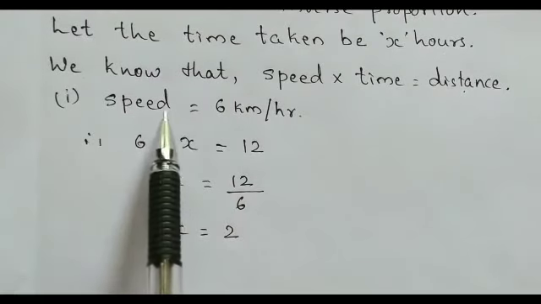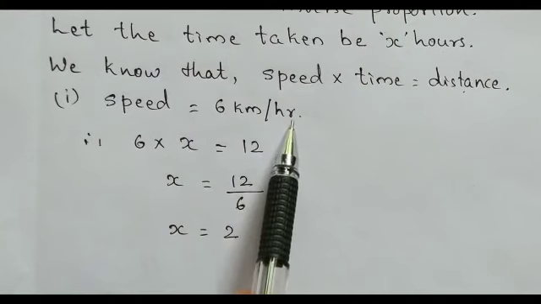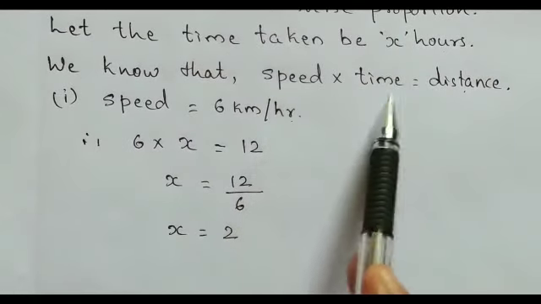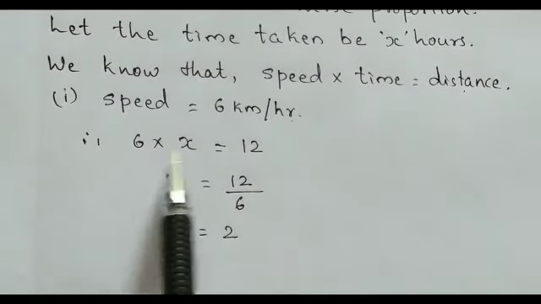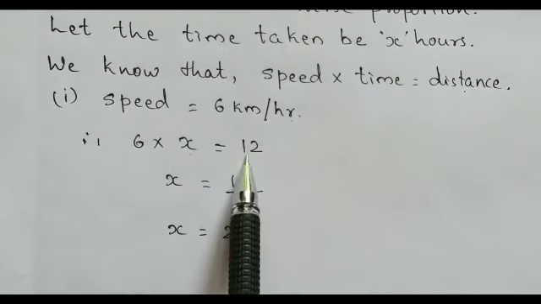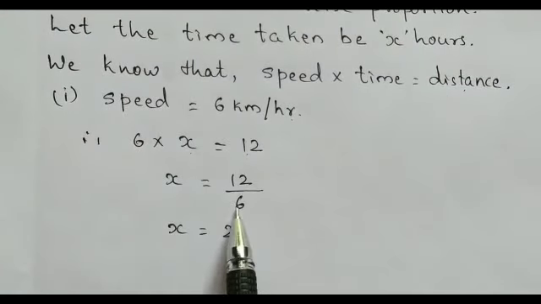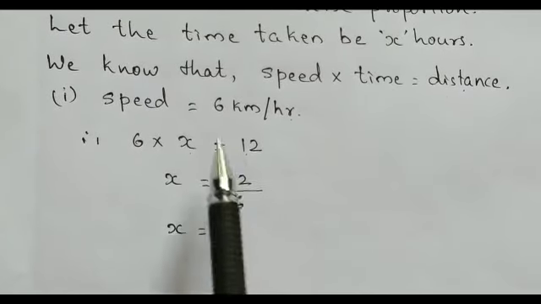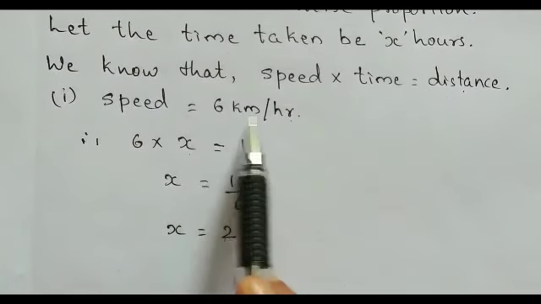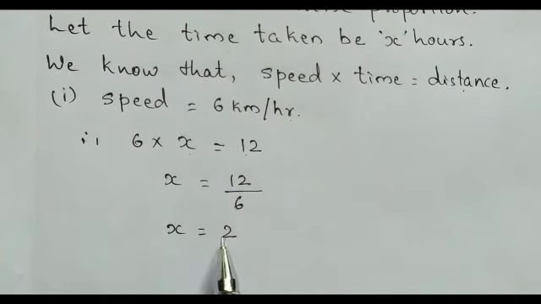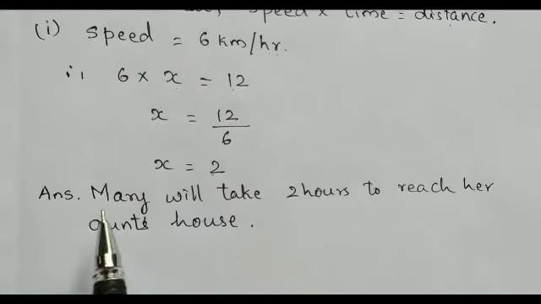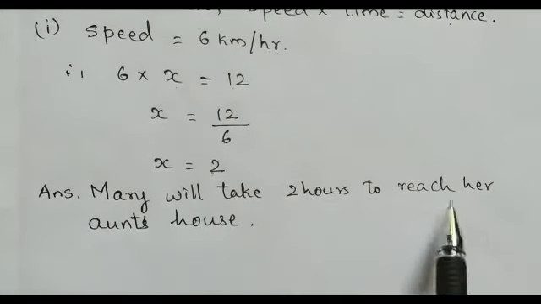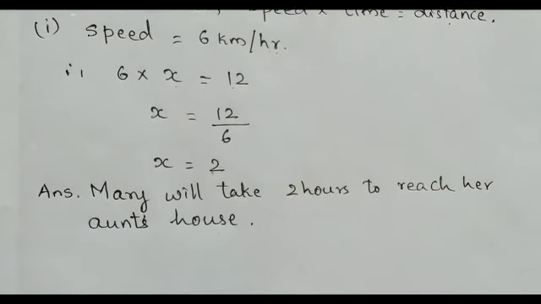So in the first case, the speed is 6 kilometers per hour. Substituting that in this formula, we get 6 multiplied by x is equal to 12, or x is equal to 12 upon 6, that is x is equal to 2. That means if she is traveling at a speed of 6 kilometers per hour, she will take 2 hours to reach her aunt's house. So in this case, Mary will take 2 hours to reach her aunt's house.